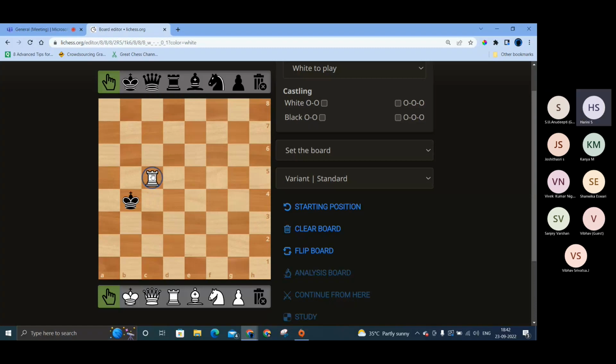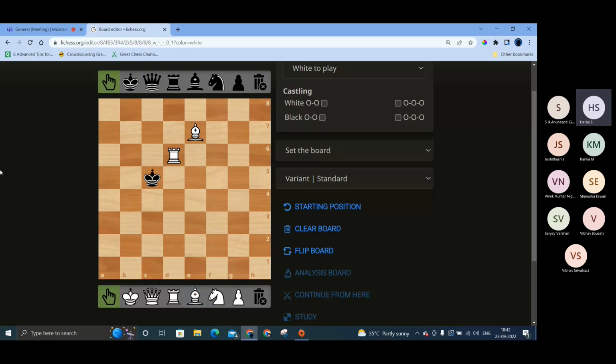Okay, so this piece doesn't have any support. And that is why king can capture it. Even when he captures this, he will be still in the safe square. But let's take this as an example.